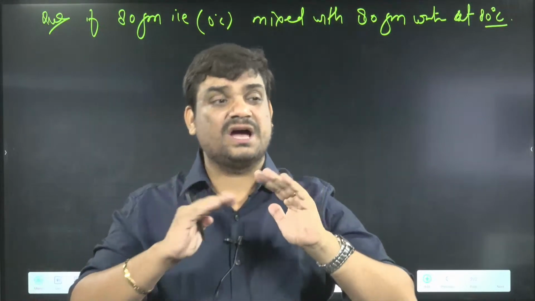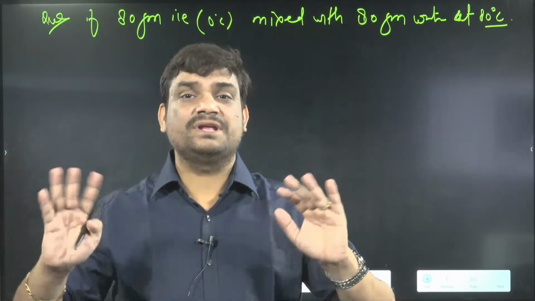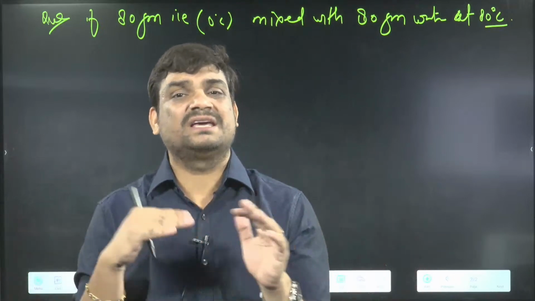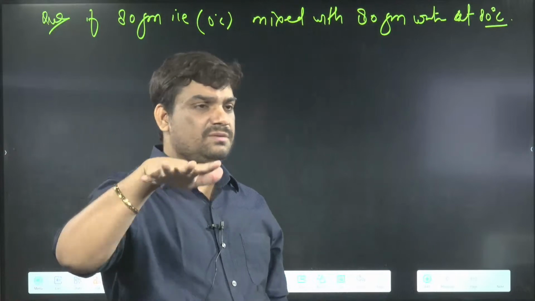Temperature will be only fixed after achieving equilibrium. Before that, temperature will be undefined for a few times. It will keep on changing. So we are always talking about once equilibrium is achieved.